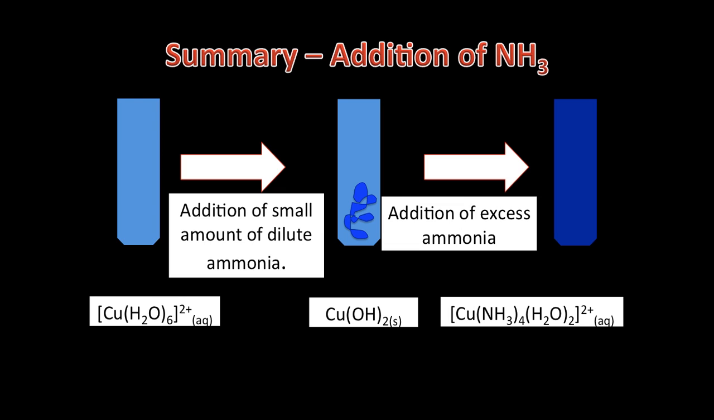So to summarise the stepwise reactions of the hexa-aqua copper complex with ammonia, the solution is initially blue, and the species responsible is [Cu(H2O)6] with an overall charge of +2. On addition of a small amount of dilute ammonia, a pale blue precipitate forms, and the species responsible is Cu(OH)2, copper hydroxide. When ammonia is added to excess, the solution turns a dark blue colour and the species responsible is [Cu(NH3)4(H2O)2], and this has an overall charge of +2.